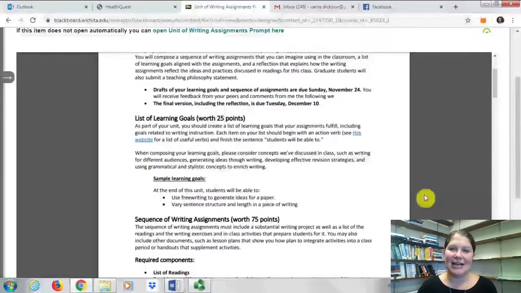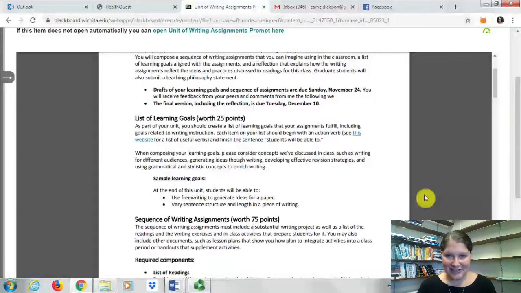So the first piece I'm going to talk about is a list of learning goals. As I say here in the instructions, you should create a list of learning goals that your assignments will fulfill. And this should include goals that are related to writing instruction. So you should be considering things that we've talked about in class, including things like writing for different audiences, generating ideas through writing, developing effective revision strategies, and using grammar and style to enrich writing. If your unit has other goals, such as goals related to reading and interpreting literature, you should also include those.